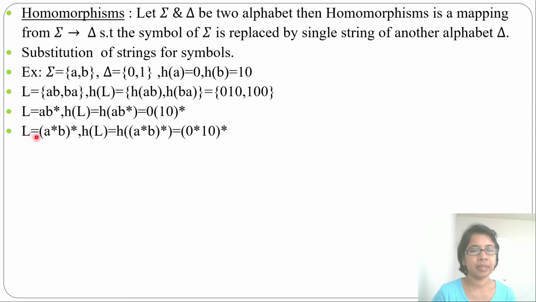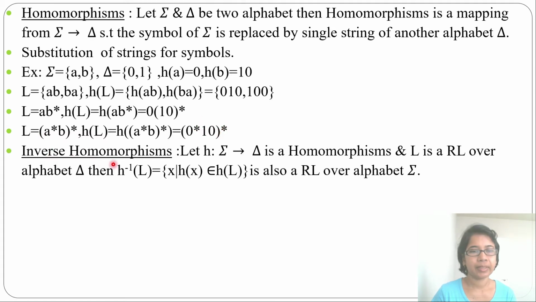Next example, L = a*(b)*. Then the homomorphism of L will be h(a*(b)*). Just in place of a, replace 0, so this will be 0*. In place of b, write 10, and there is a whole Kleene closure, so just write the whole Kleene closure. Now the homomorphism of this language is 0*(10)*.